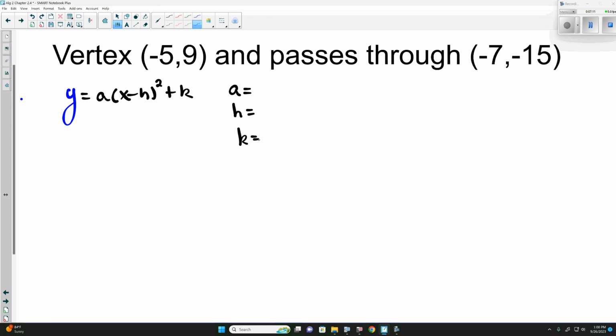Now the vertex is the point (h, k). In a general sense, any given point on a graph is (x, y), but because it's a vertex, we specifically call it h and k. Now the h value is -5, and the k value is 9. Now we can plug it in: a times (x minus -5) squared plus 9. The negative and negative would make a plus.